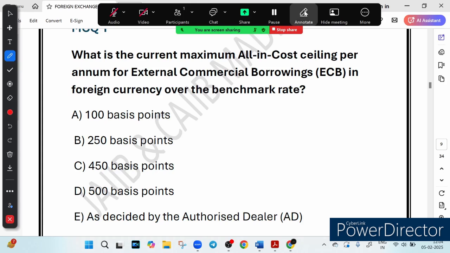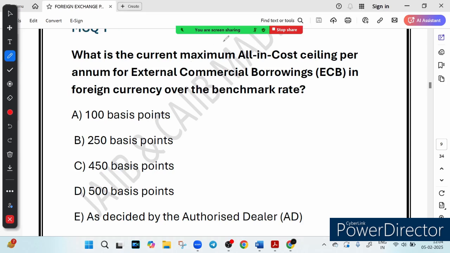So option A says 100 basis point. When I talk about 100 basis point, it just means 1%. This is a very low limit, right? Which would make it difficult for an Indian borrower to attract a foreign loan. Because in ECB what we do? We take loan from a foreign lender, right? So generally ECB borrowing costs are higher than just 1% over our benchmark rate.